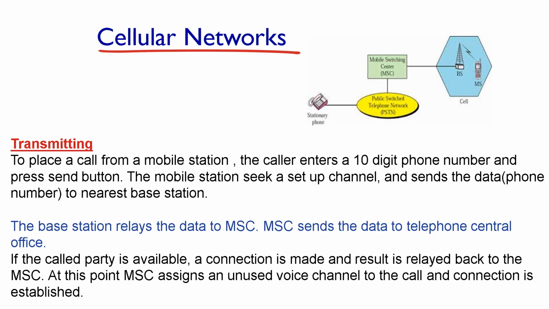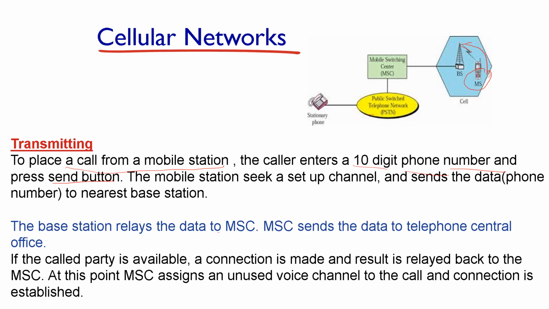Now let us see how these cell phones transmit data when a connection is placed, when a call is placed. To place a call from the mobile station, the caller enters a 10-digit telephone number and presses the send button. Then the signal request will be sent to the nearest base station.